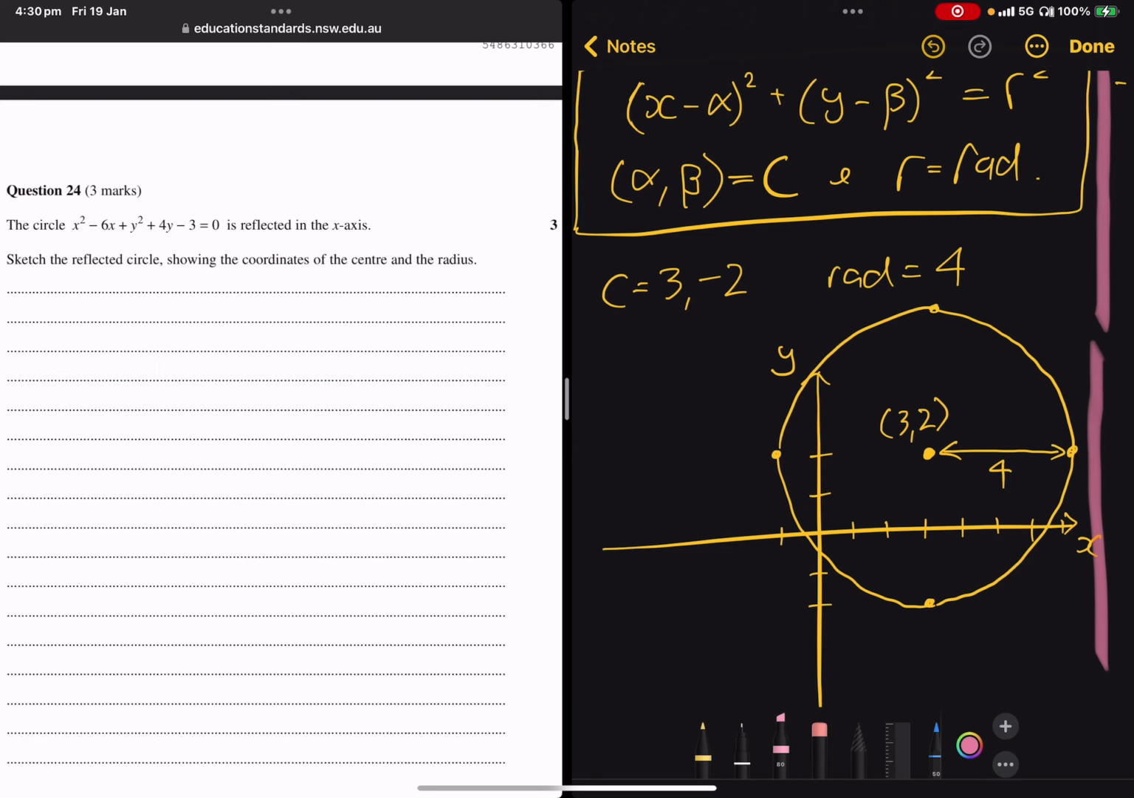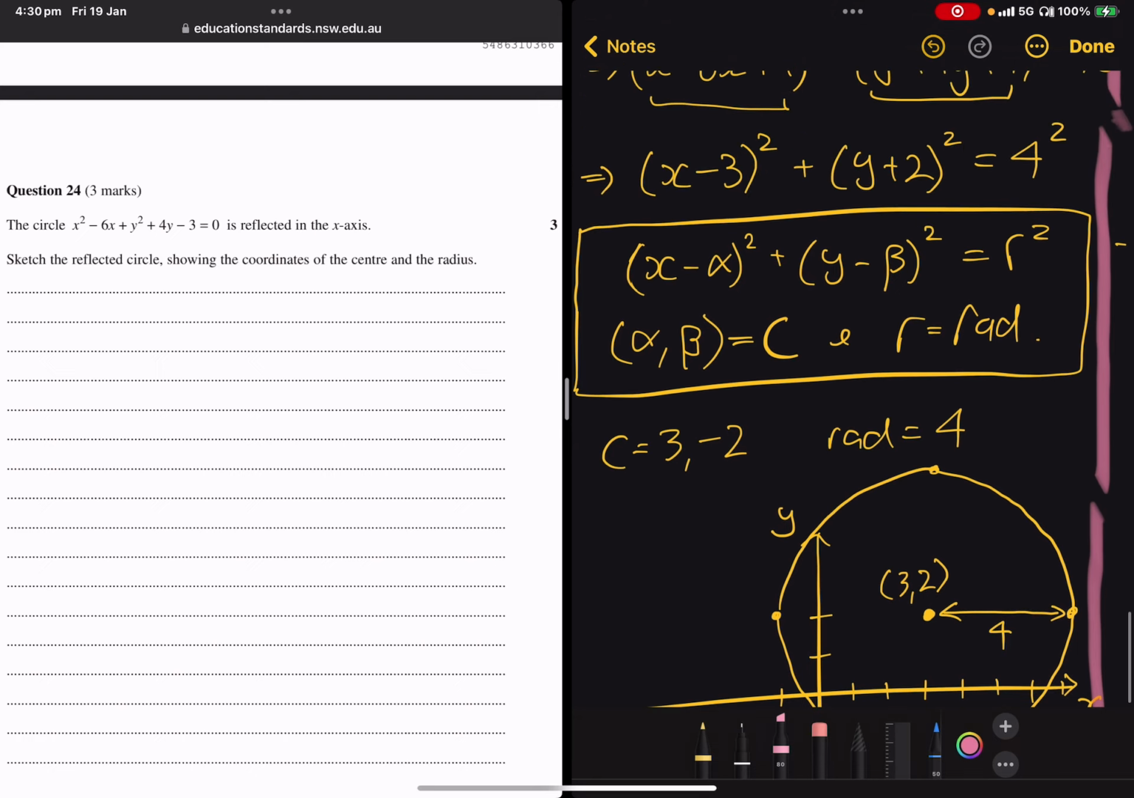So when you do circles, it's ideal to make sure that you memorize specifically this formula, right? This is often the formula that you see if these questions are going to appear in the HSC, certainly for the advanced maths papers.